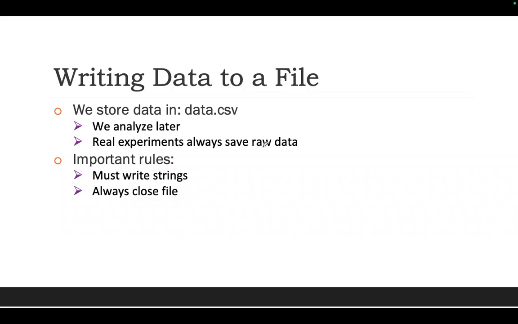Let me ask you a question. After we get this data, why don't we analyze it directly? Why do we want to save it to a file and analyze it later? So you can use it for more than one purpose, and it can be validated later by other people. Yeah, that's one very important reason. Repeatability, yeah, that's a very important reason.